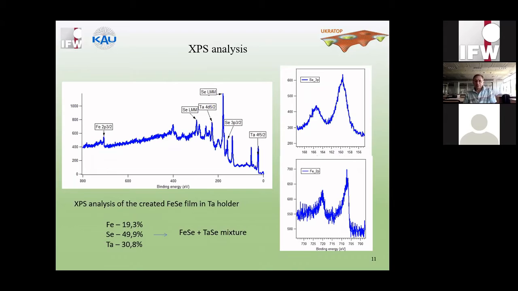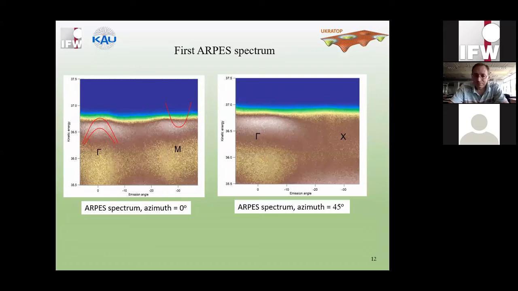this film is of good quality, and it isn't damaged during the transfer from the MBE chamber to the ARPES analyzer chamber in vacuum, with a pressure of about 10 to the power of -7 millibar. Then I make ARPES spectra for this sample.